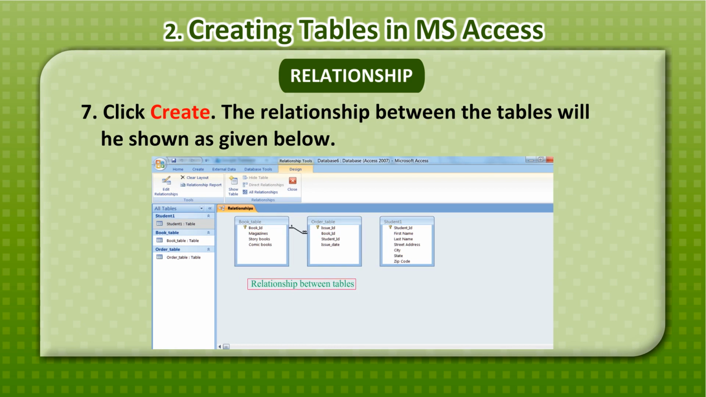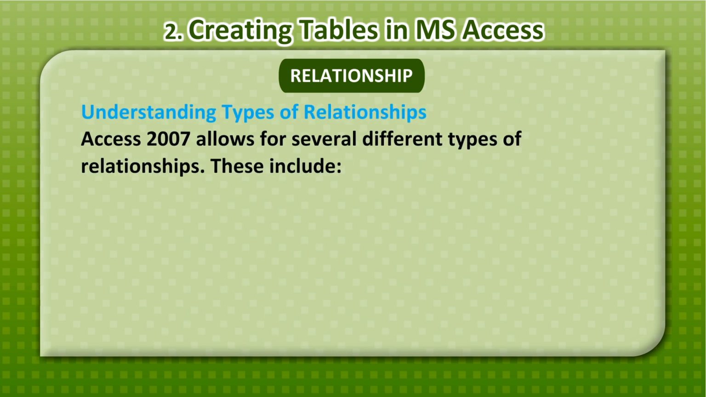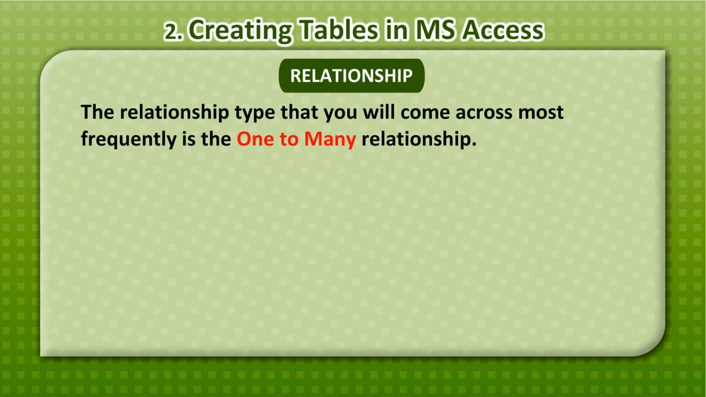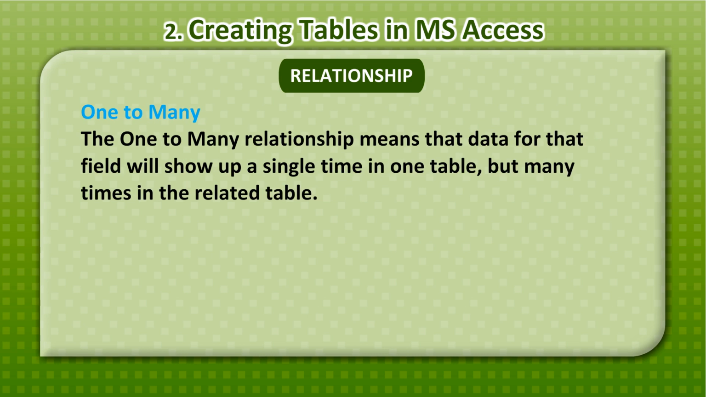Relationship between tables. Understanding types of relationships. Access 2007 allows for several different types of relationships. These include one-to-one, one-to-many, many-to-many. The relationship type that you will come across most frequently is the one-to-many relationship. One-to-many. The one-to-many relationship means that data for that field will show up a single time in one table, but many times in the related table.